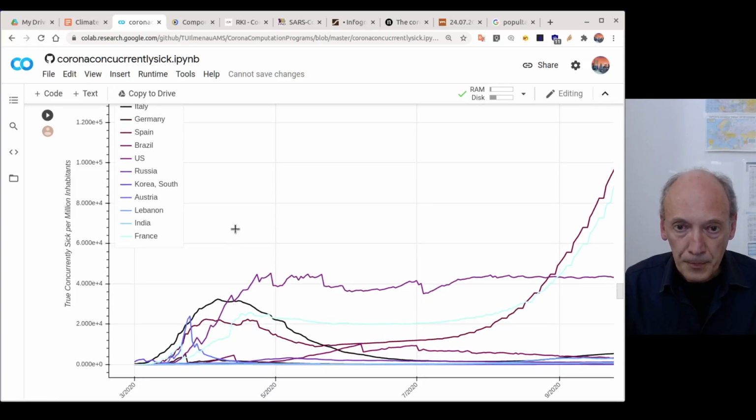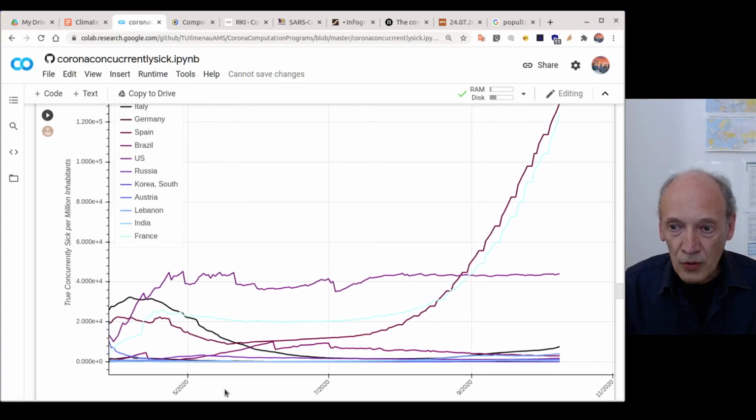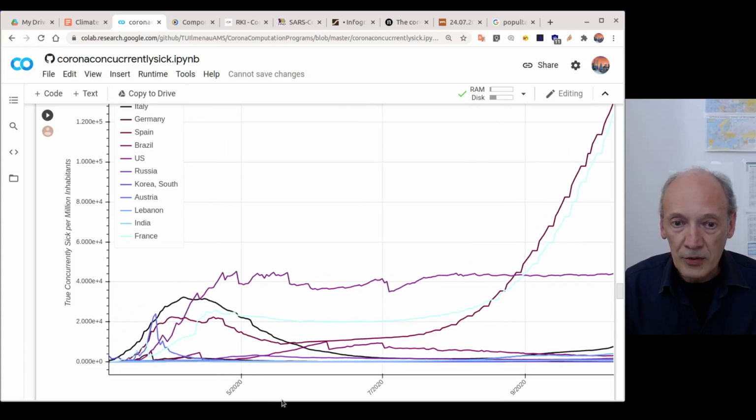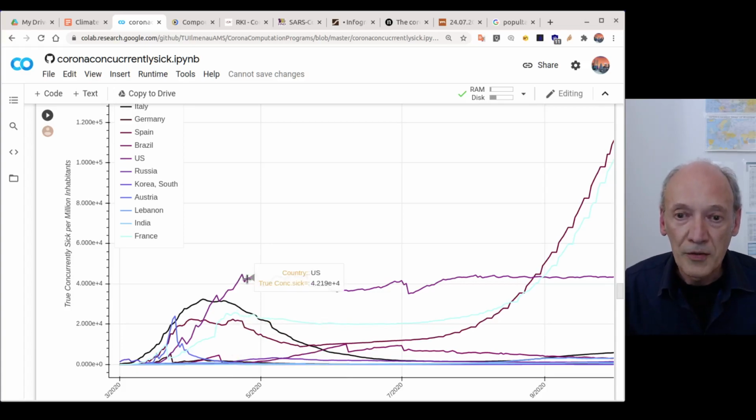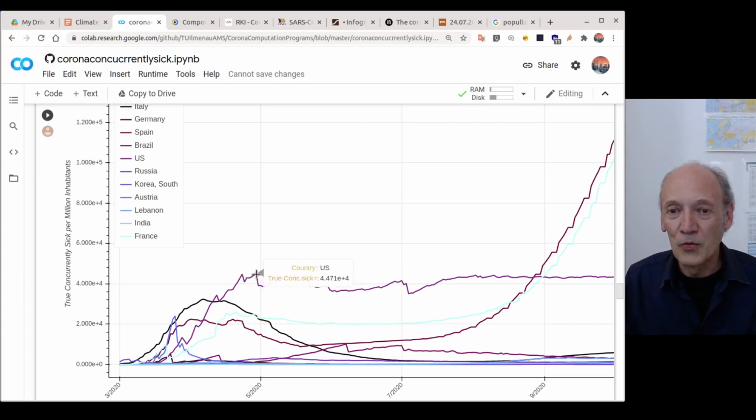You can see it. So here you can again see the different countries, and here you can see the evolution of the concurrent infected. So here you can see May, and when you look at roughly mid-May here, you can see the US. This plot actually has a hover-over function, so this is very practical too. You just move your pointer over the curve and then you can see the country and the value. So here you can see we have 44,000 concurrently sick in the US in May.